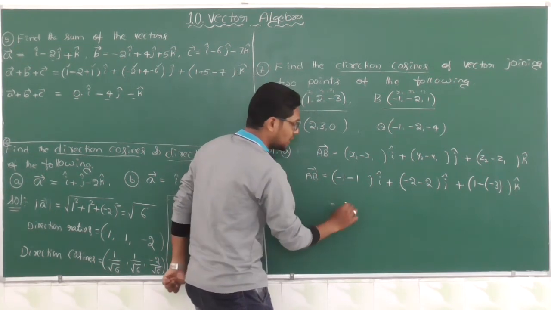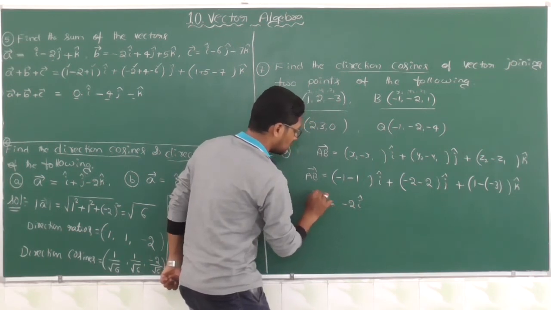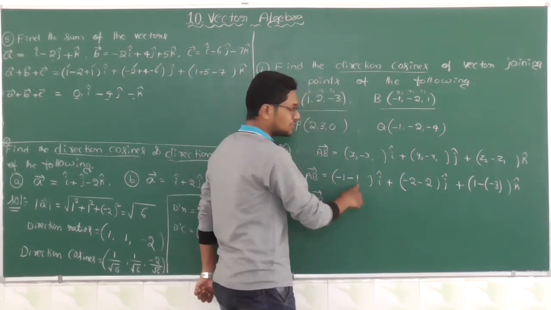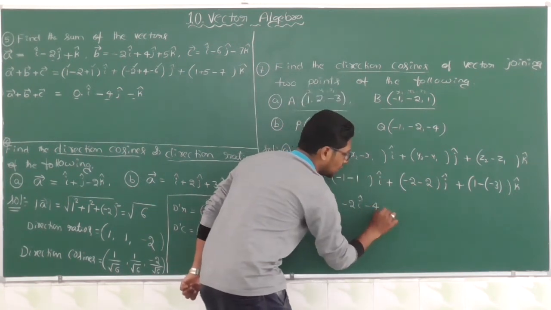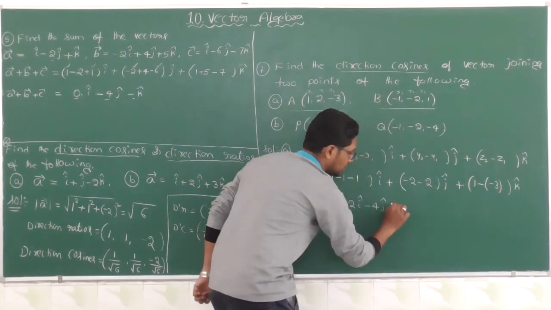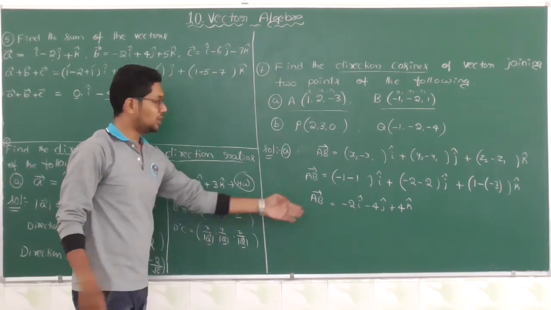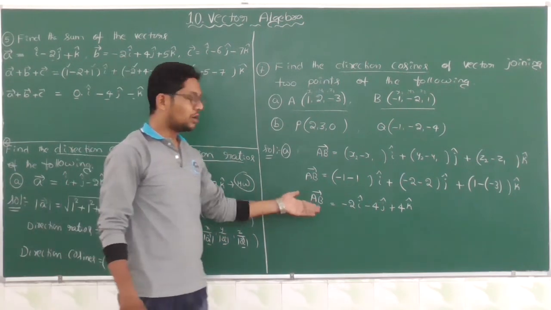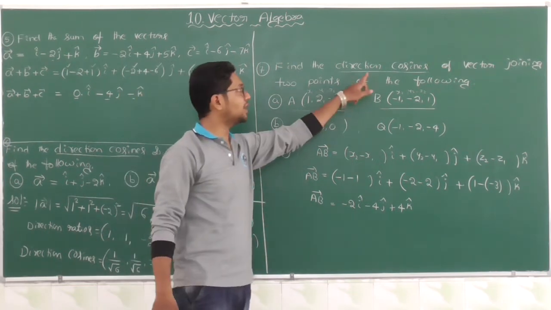Minus 1 is minus 2i. It is the vector AB. Minus 2 is minus 4j. Next, 1 minus of minus 3 is plus 4k. Yes, we got the vector. We found the vector. We have to find direction cosines.